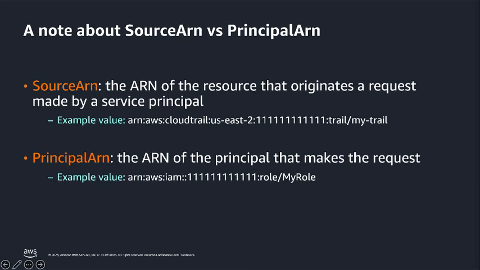One final note on source ARN is that this is not the same value as principal ARN. The source ARN context key contains the ARN of the resource that originated a request made by a service principal. The principal ARN condition key contains the ARN of the principal that actually makes the request. These values are not the same. Source ARN is the ARN of a resource. Principal ARN is the ARN of a principal.